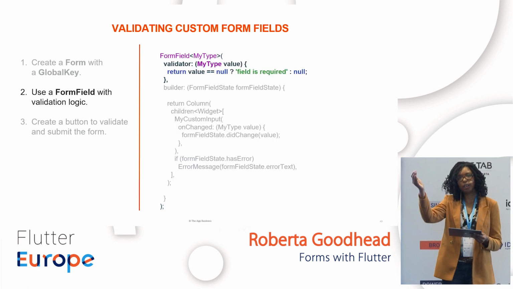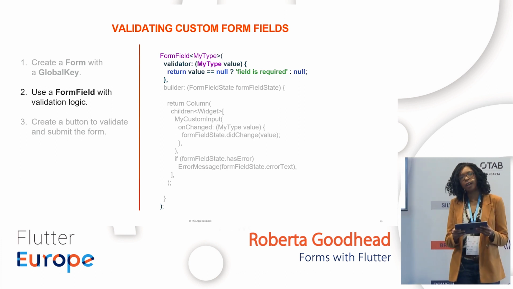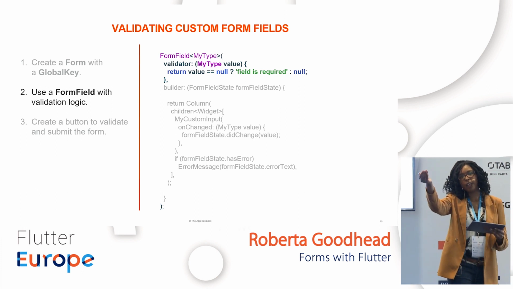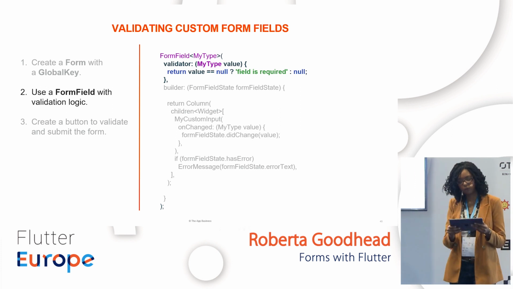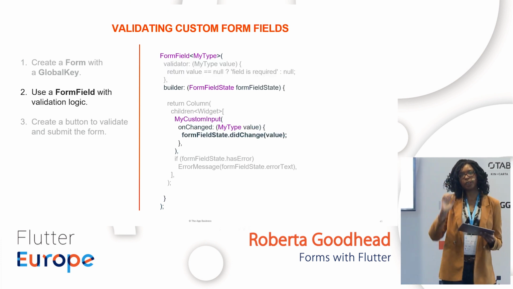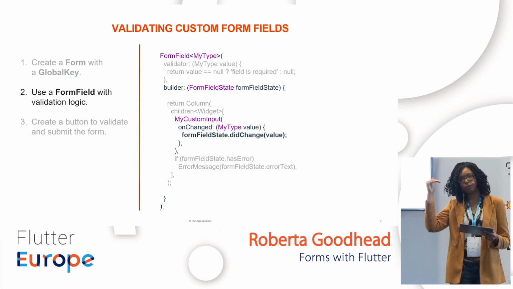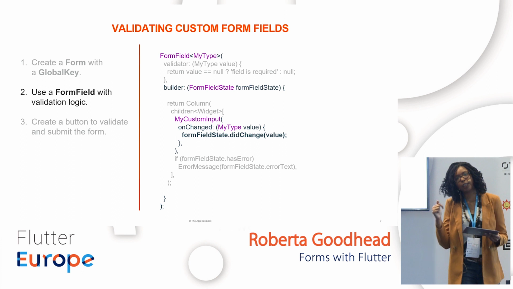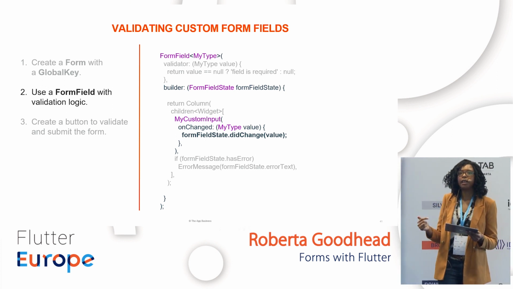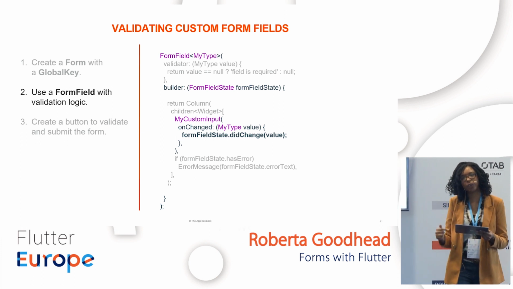We have our validator function here, pretty similar, except that the type of value is the type of your form field. You have your builder, and in that builder, you can get the form field state. And when you call form field state did change, then you can update your form field state with your input value.